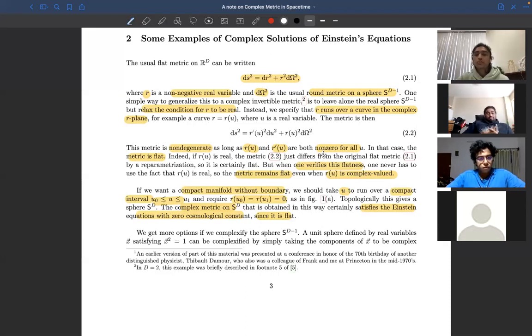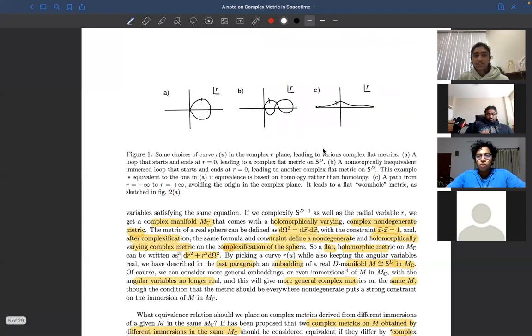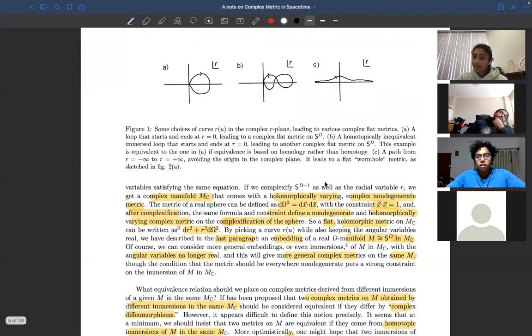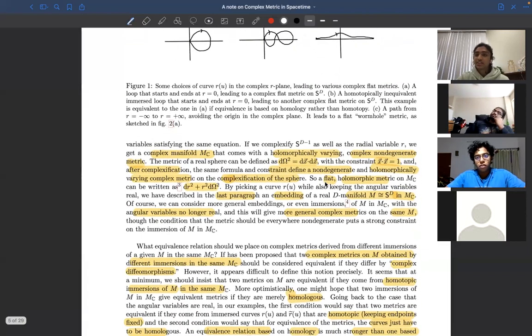Okay, so we want to know if this is an actual allowable metric now. We've done all this complexification. Does it actually make sense to define a QFT on this? Are we just talking about the algebra? Yeah, algebra. It is an algebraic condition that we'll come across that will let us know if it's allowable.